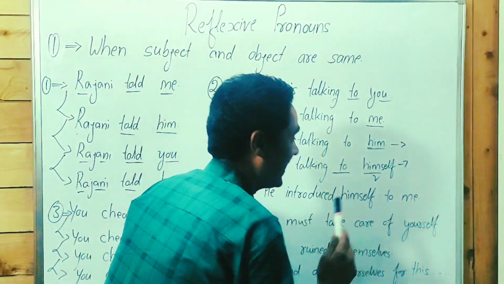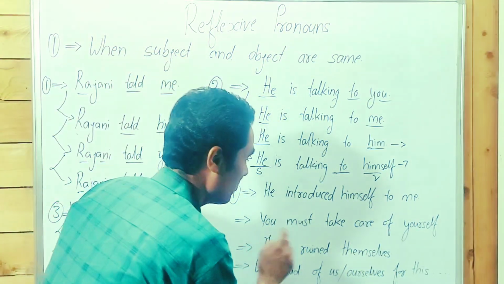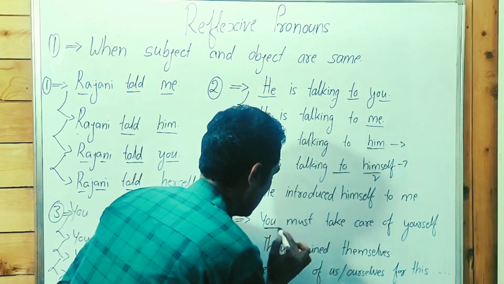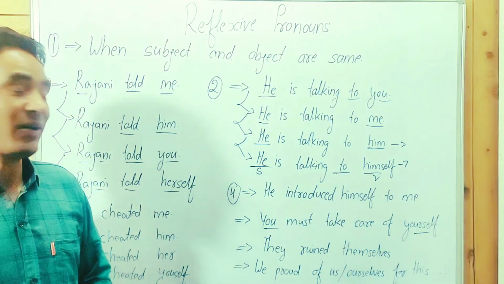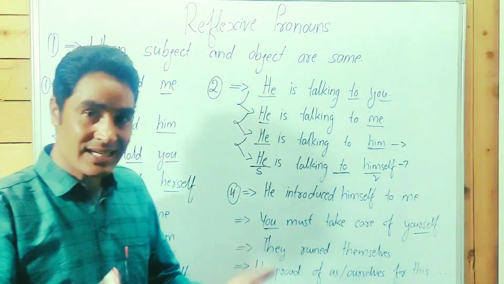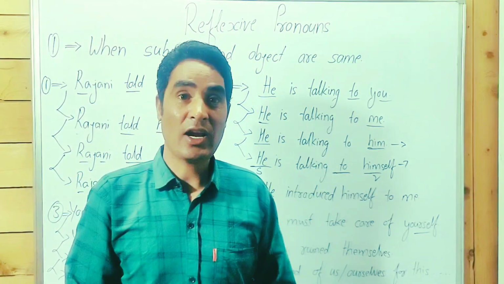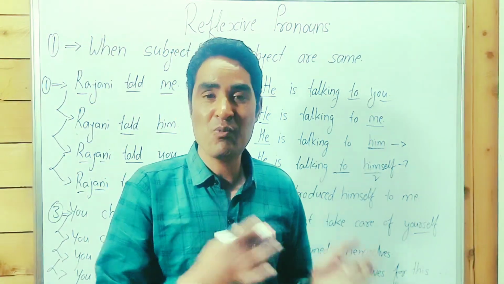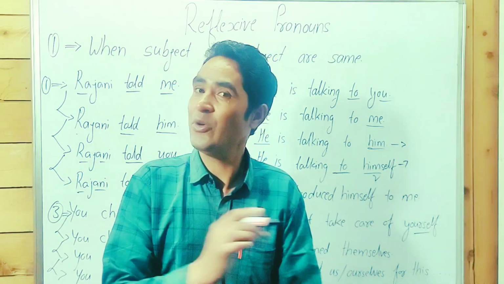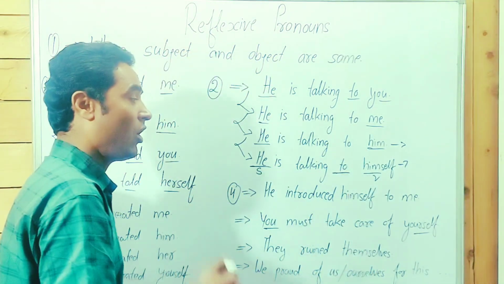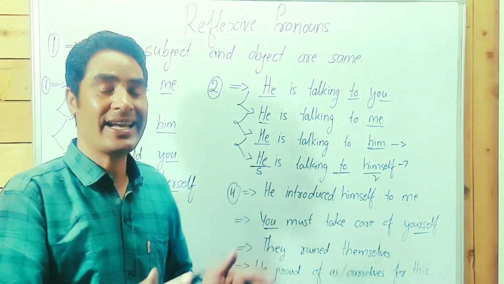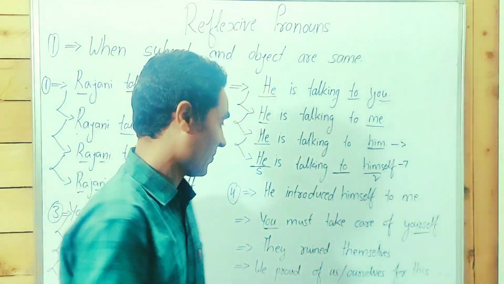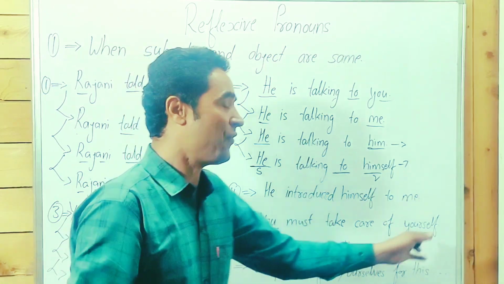You must take care of yourself. You must take care of yourself. Here "you" is the same subject and same object of the preposition, object of the sentence. So you must take care of yourself. We don't say "you must take care of you". No, we must take care of ourselves. They must take care of themselves. You must take care of yourself.